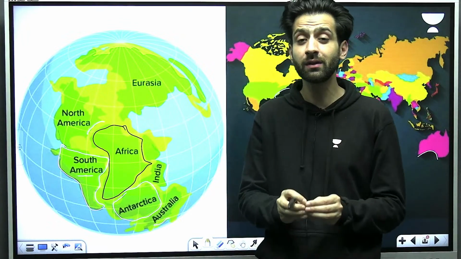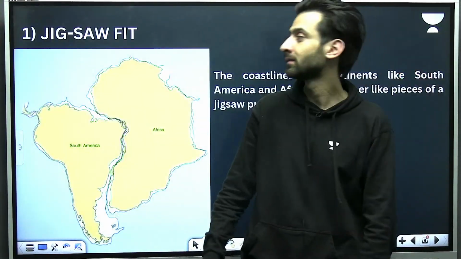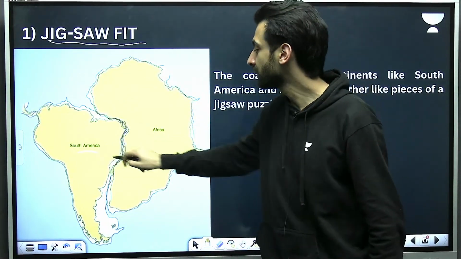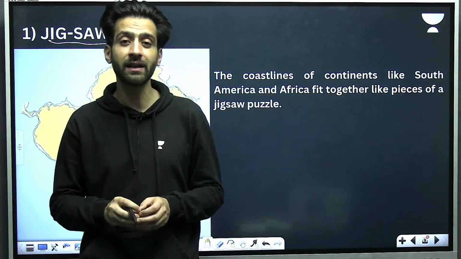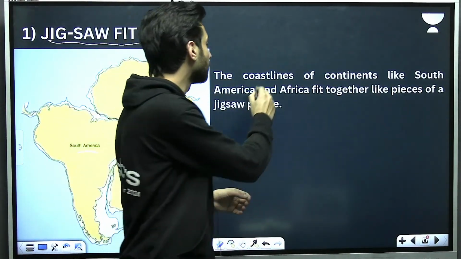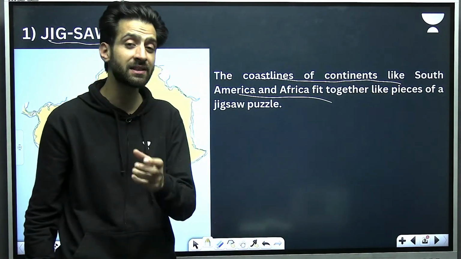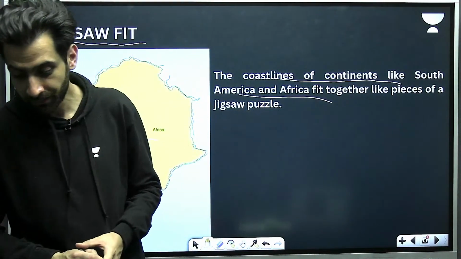That was the first evidence of the continental drift, called the jigsaw fit. So what is a jigsaw fit? You see South America fitting with Africa. So every continent was fitting perfectly according to Alfred Wegener. The coastlines of continents like South America and Africa fit together like pieces of a jigsaw. This is the first evidence. Is the first evidence clear?